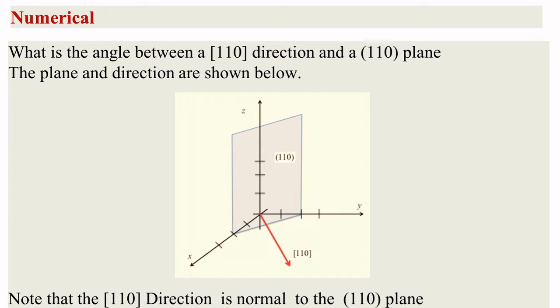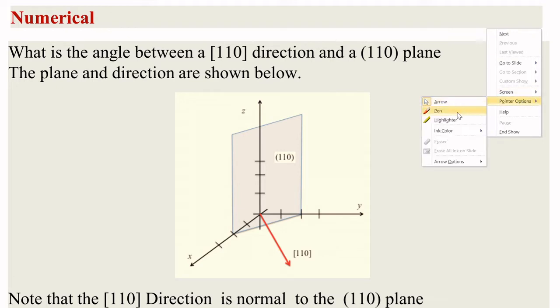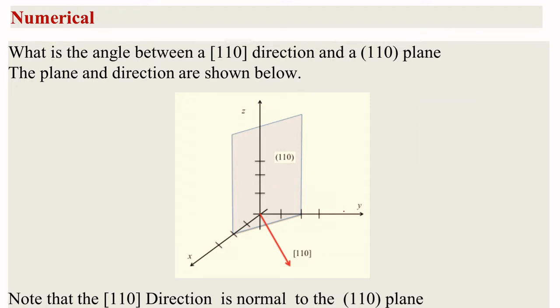Okay, the first problem here is, what is the angle between the 110 direction and the 110 plane? Always please understand the direction is normal to the plane. Here x, y and z are the axes. You can take this as x and this as y, or this as z, any direction. Here we are taking this as x, this as y and this as z. That's it, no more. First we will see this direction 110.